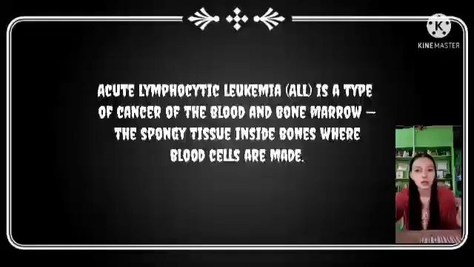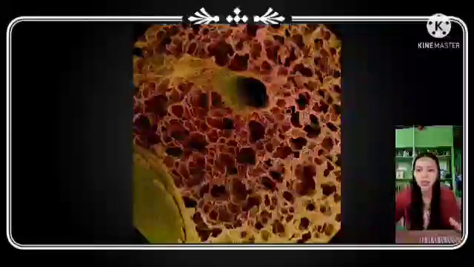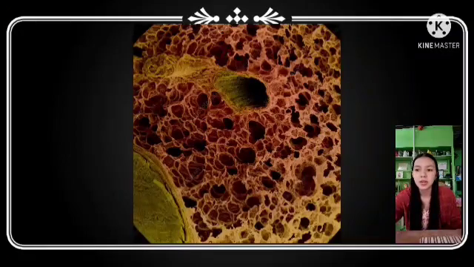Acute lymphocytic leukemia is a type of cancer in the blood and bone marrow, the spongy tissues of the bones where blood cells are developed. So, ang acute lymphocytic leukemia ay isang type ng cancer sa blood at sa bone marrow. Sa bone marrow, meron tayong spongy tissue sa loob ng bones natin, doon ginagawa ang blood cells sa katawan natin.